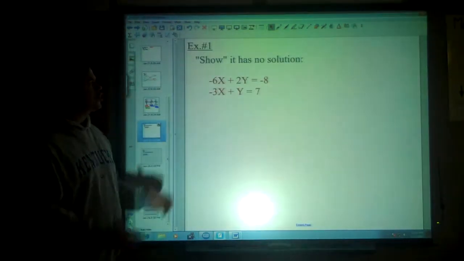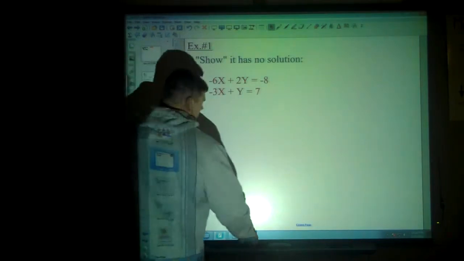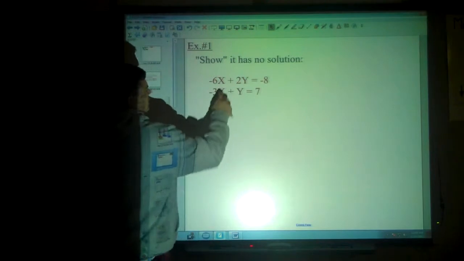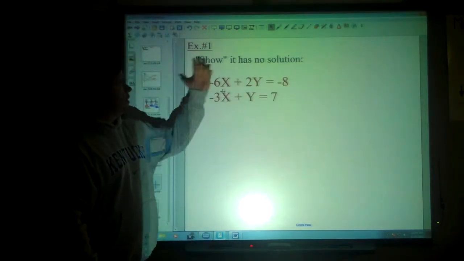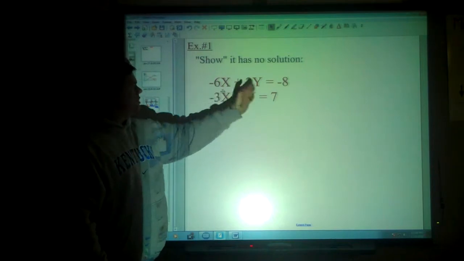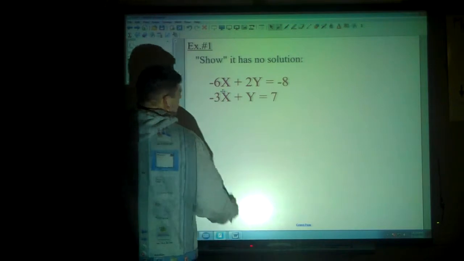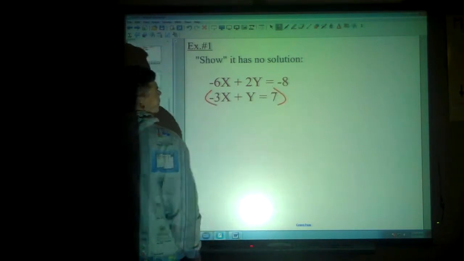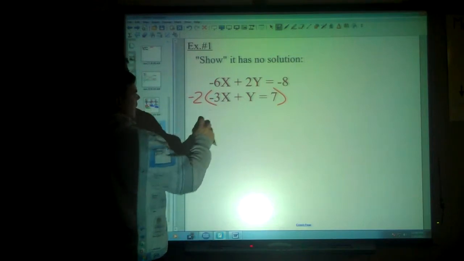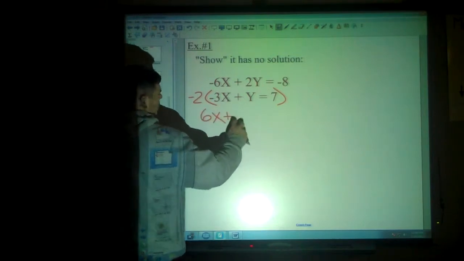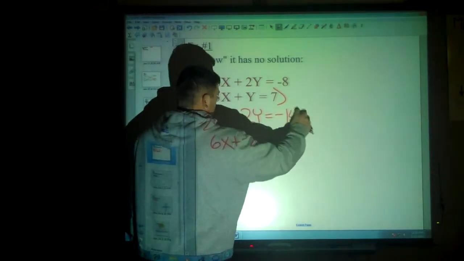So our first example, let's show that this actually has no solutions at all. It appears in this situation that this particular problem is set up for us to use linear combinations. They're both in standard form. There are certainly some adjustments that we're going to make. I would probably multiply the bottom by -2. If we multiply the bottom by -2, we will get positive 6x plus -2y is equal to -14.